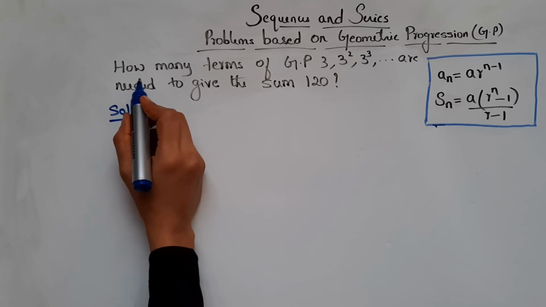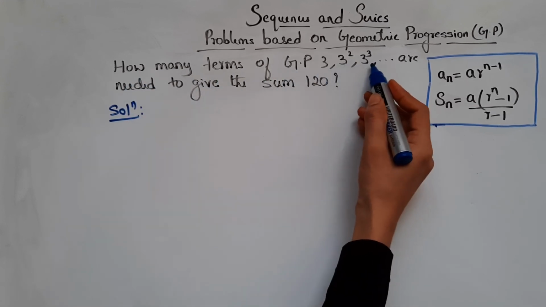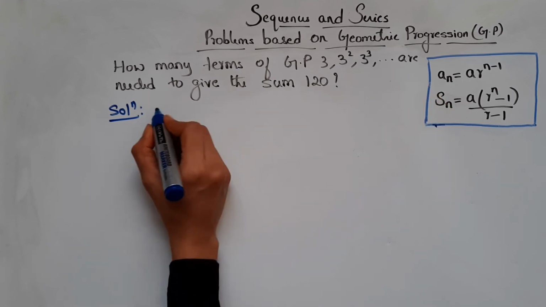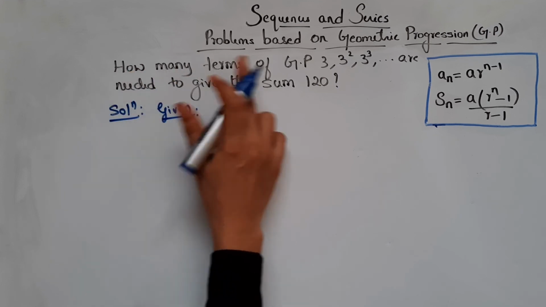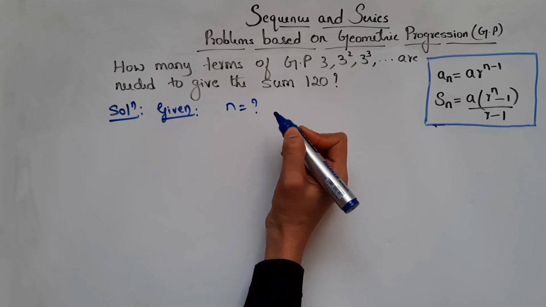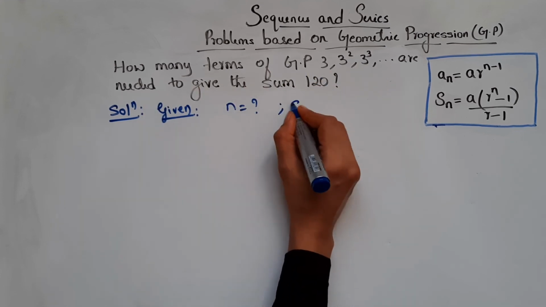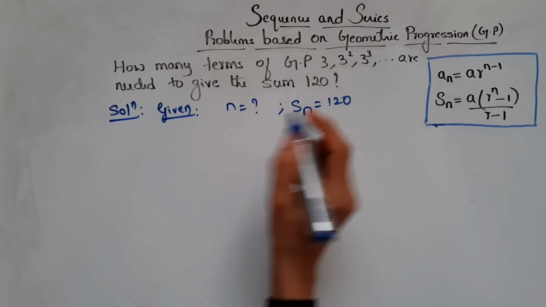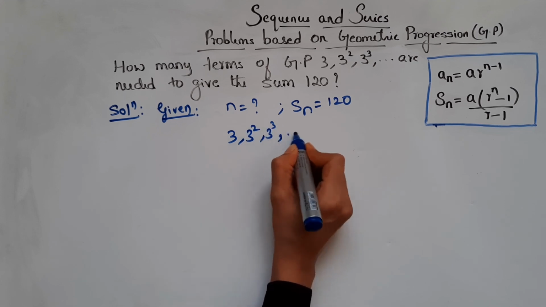So now let's see this last problem. Here it says, how many terms of the GP 3, 3², 3³ and so on are needed to give sum 120? So first let's write what is given. They have asked how many terms, which means n. We have to find n, right? Of this GP needed to give the sum 120. So Sn is 120. Our sequence is 3, 3², 3³ and so on.